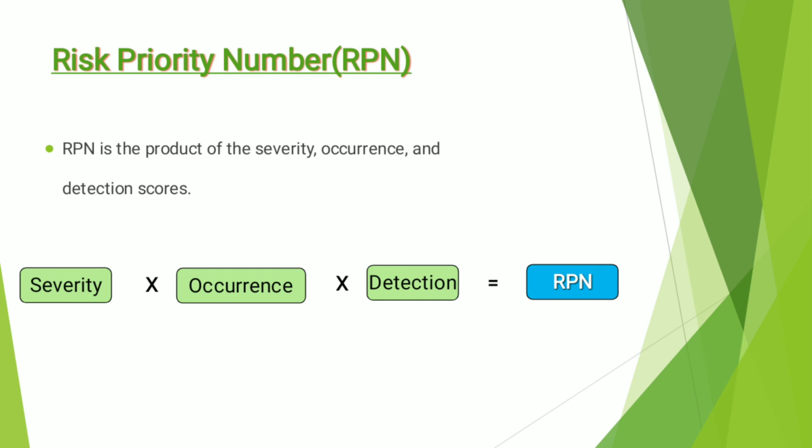As per this rating system, which I am explaining in this video, the lowest possible score will be 1 and the highest score will be 125. So that's all about FMEA in short.